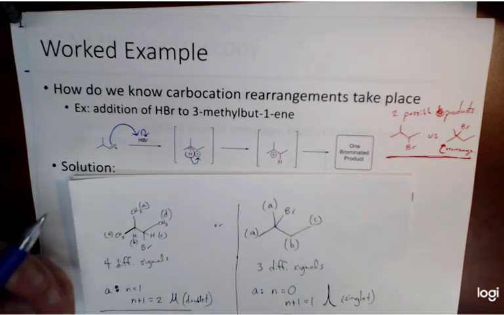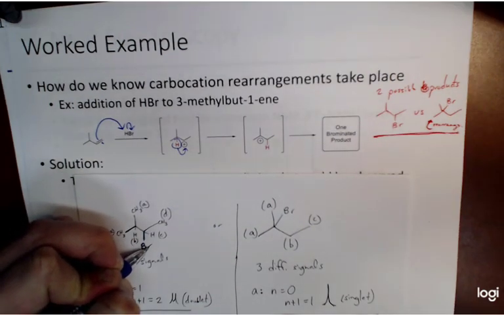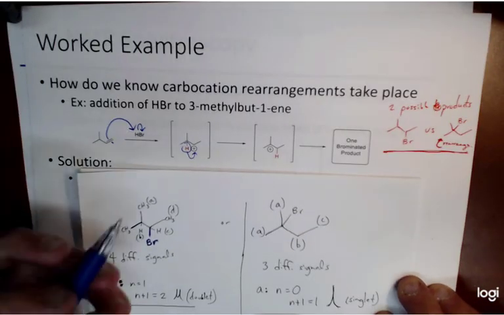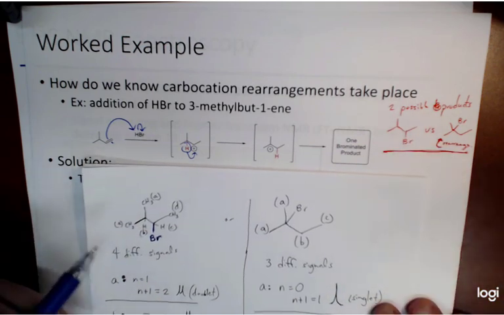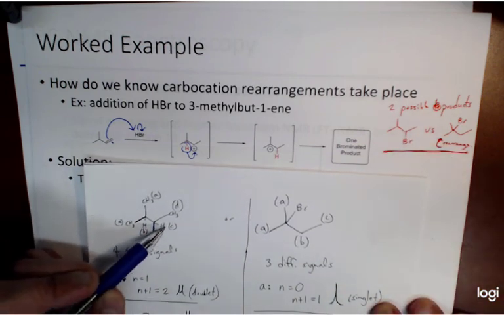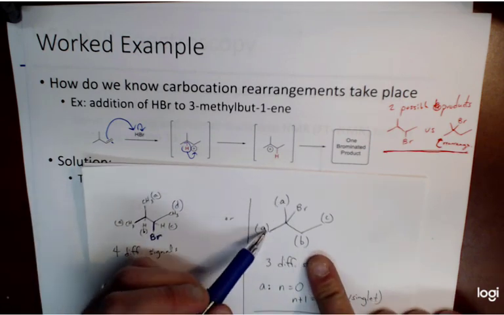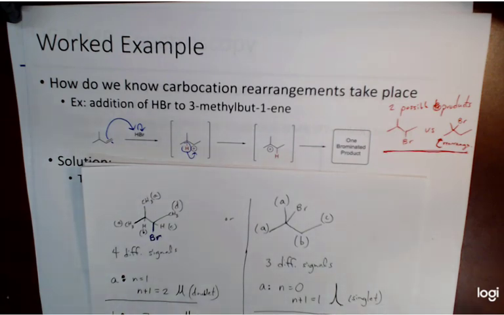For instance, when we look at the non-rearranged product here, with the bromine here, we're going to see that we actually have 1, 2, 3, 4 different signals, while the rearrangement product would give us 1, 2, 3 different signals. So we're going to see a difference in the number of signals, but also we now know what type of splitting we're going to see based off the neighbors.